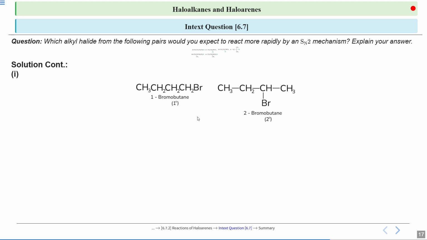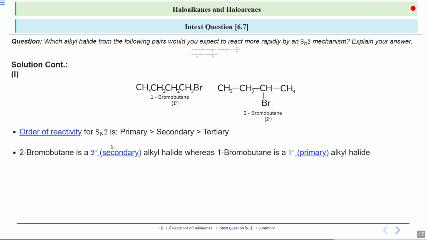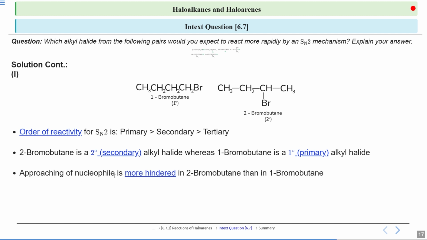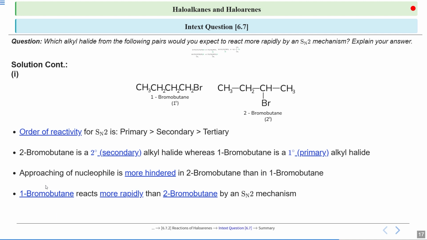Okay, so you can clearly say that the order of reactivity of SN2 is primary highest, then secondary, then tertiary. So 2-bromobutane is a secondary alkyl halide, and 1-bromobutane is a primary alkyl halide. The approach of the nucleophile is more hindered in 2-bromobutane because it is secondary than in 1-bromobutane. So 1-bromobutane reacts more rapidly than 2-bromobutane following the SN2 mechanism.